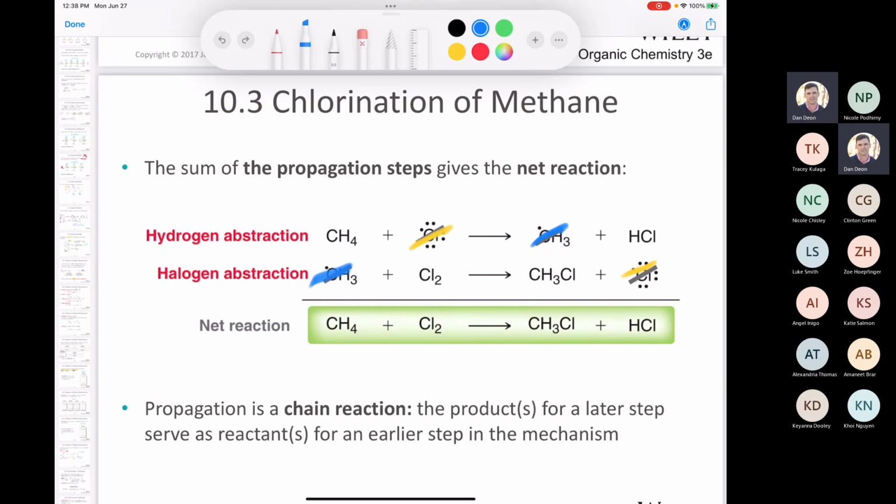And what else? It says propagation is a chain reaction because the products of a later step serve as the reactants. All it's saying here is nothing more than this: you end up producing a chlorine radical in the second step of the propagation, but you need it for the first step. So it keeps going and going over and over like that.